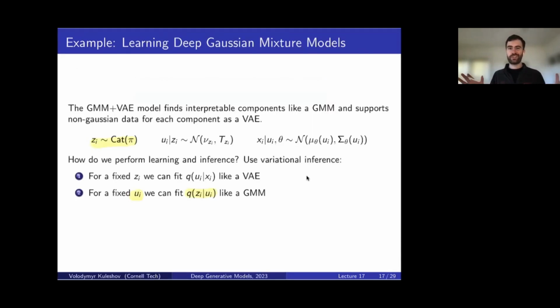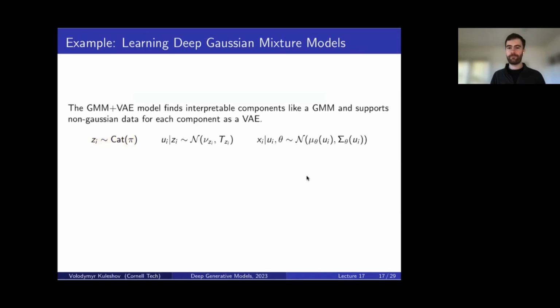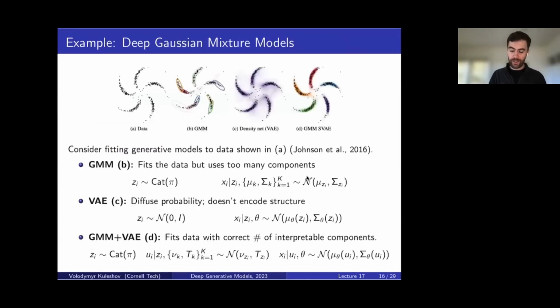Any questions on deep Gaussian mixture models? Anyway, I personally think this is a cool example of how we can have a more powerful model by combining ideas from deep generative models and ideas from classical probabilistic models.